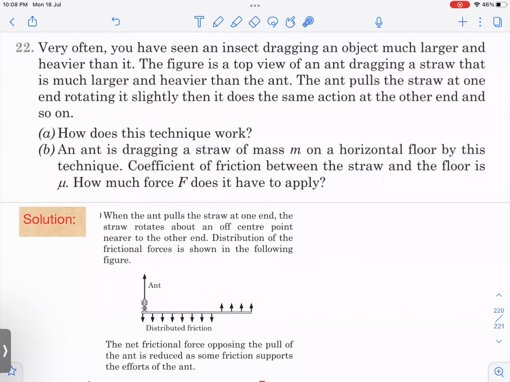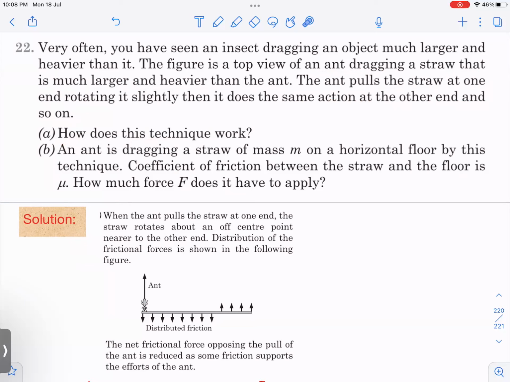The question is that very often we have seen an insect drag an object much larger and heavier than it. This figure is the top view, the figure I have shown you just now, of an ant dragging a straw that is much larger and heavier than the ant. It pulls the straw at one end, rotating it slightly. Then it does the same action at the other end, and so on. First question is, how does this technique work?